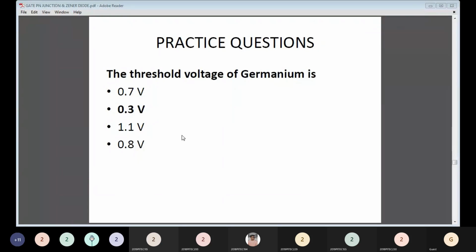The threshold voltage for the germanium semiconductor is: 0.7 volt, 0.3 volt, 1.1 volt, and 0.8 volt. We have already seen this in the PPT slide, the theoretical part of the PN junction diode. 0.3 volt is the threshold voltage for germanium and 0.7 volt is the threshold voltage for silicon semiconductor. So the option 0.3 volt is the correct answer for this question.